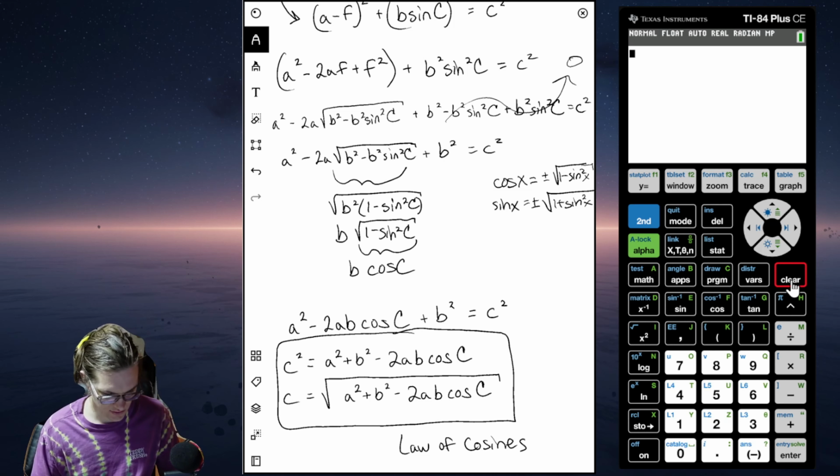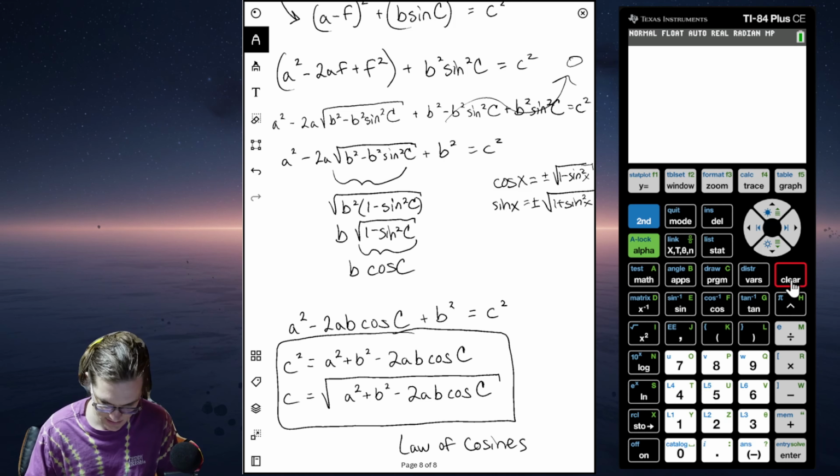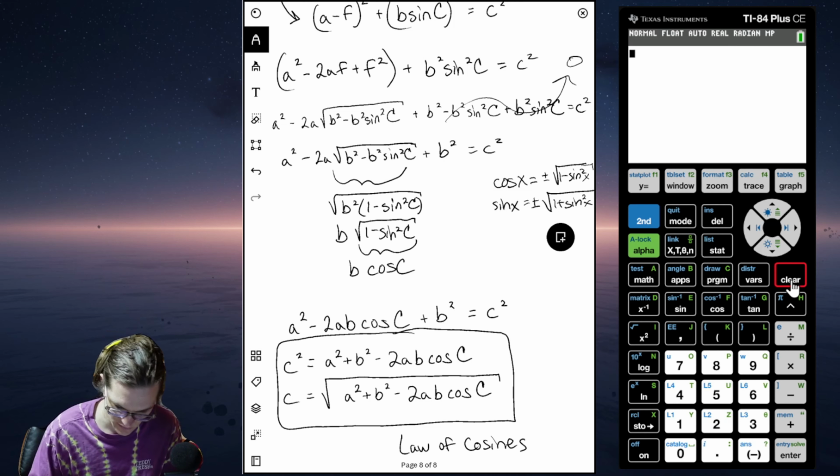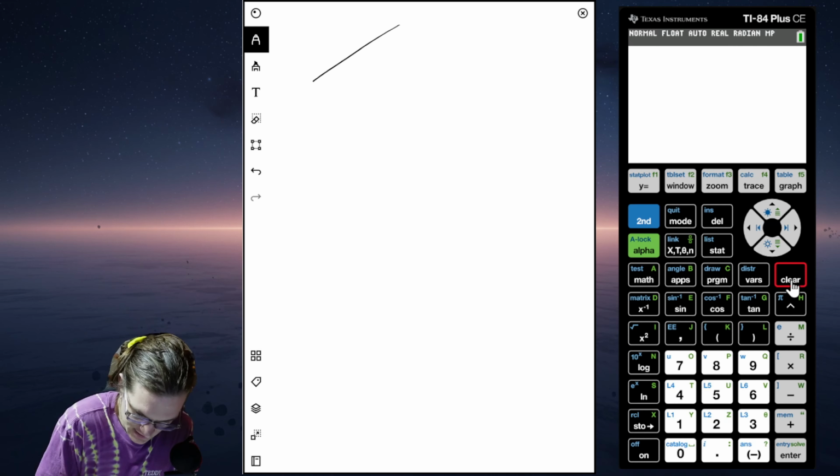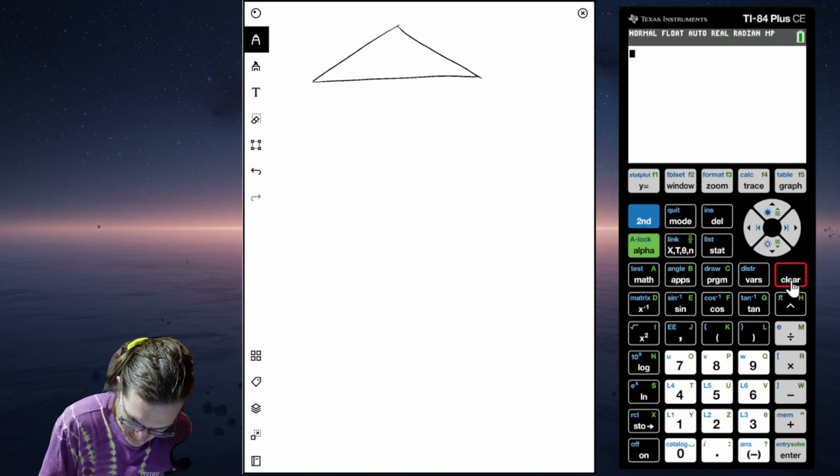Okay, cool. So let's look at reasons we want to use law of cosines. Why do we want to use it? Well, say we have this triangle, which is not a right triangle.